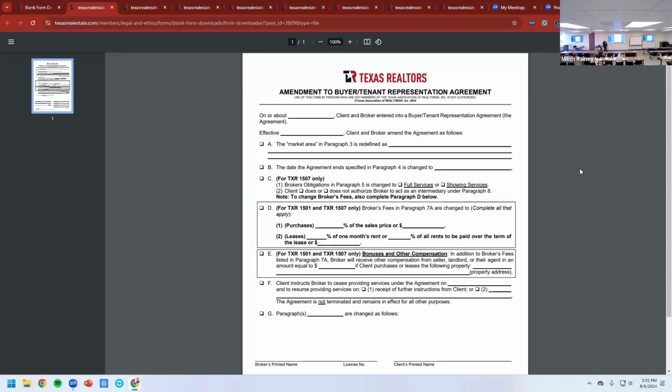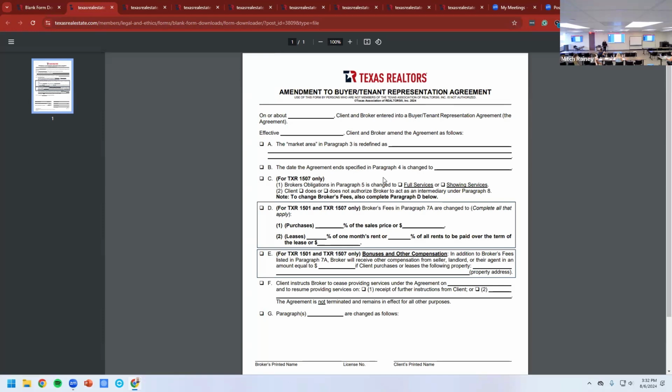All right, the amendment to the buyer's representation agreement, on or about whenever the buyer's rep was signed originally. What's the effective date? When are we making the change? A is the market area. So if they said they wanted to see 123 Main Street only, and then tomorrow they say they want to see all these other houses in Harris County, change it to Harris County. Or if they're looking at Harris County and they want to cross the line to Fort Bend, change your market area. The date the agreement ends. So if you had it for just the weekend, you may want to extend it for however long after that.